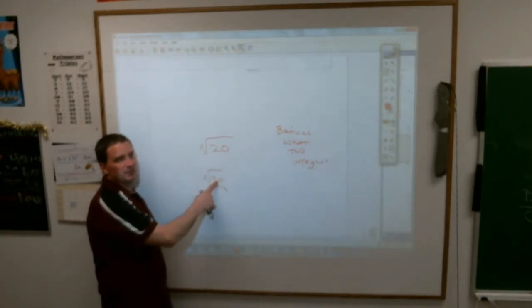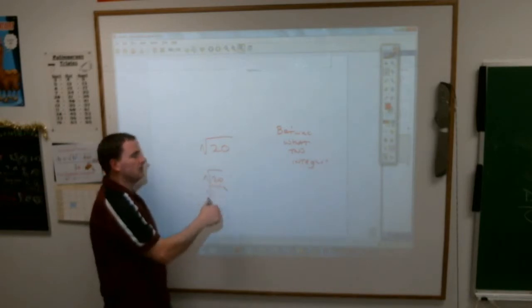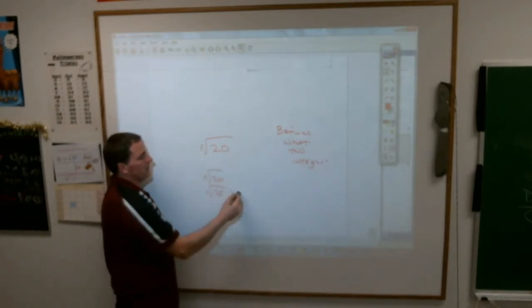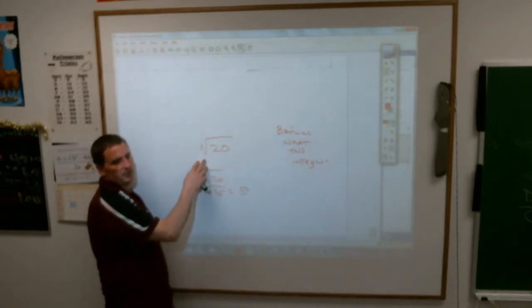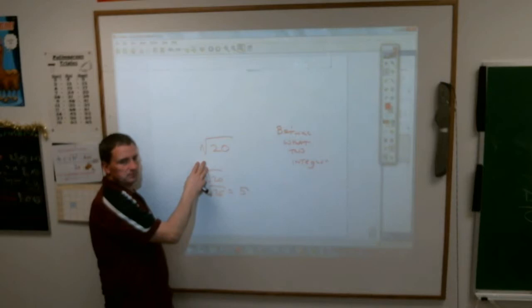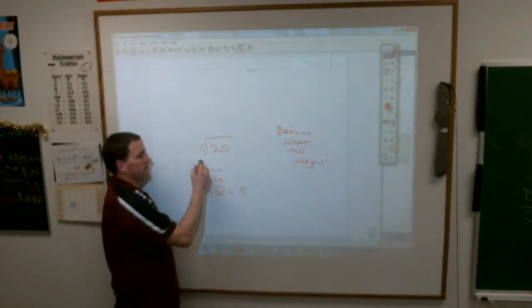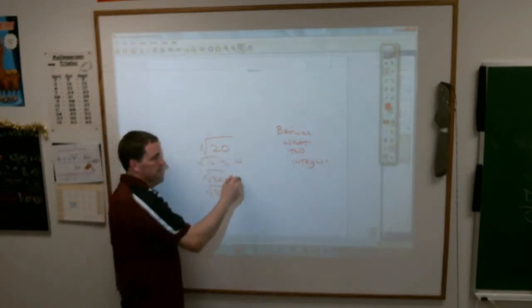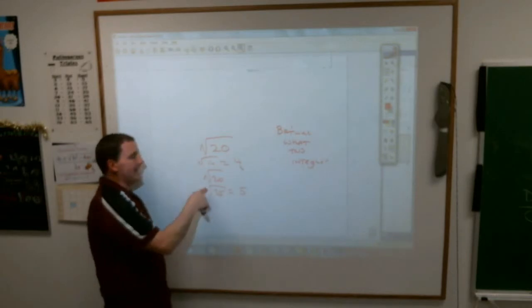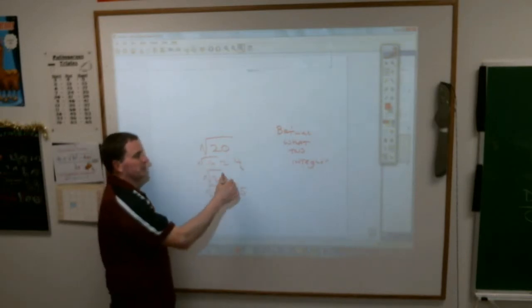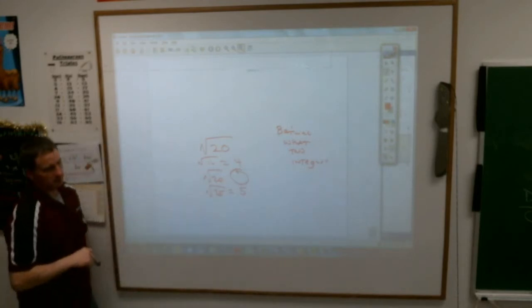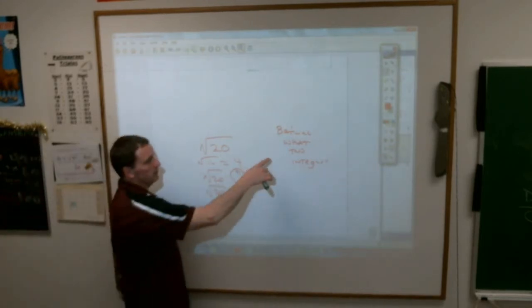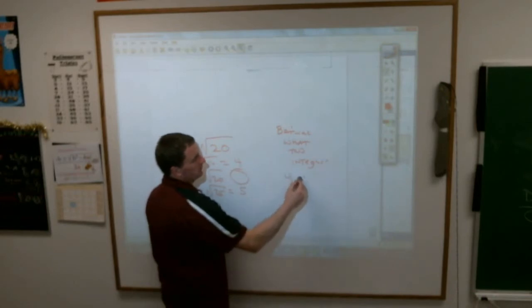So you start thinking, what times what gives me that number? 25. Right, I know the square root of 25 is 5, and what's the perfect square underneath 20, below 20? 16. Square root of 16 is 4, so I know that the square root of 20 has to fall somewhere between 4 and 5. So between what two integers would this fall? Between 4 and 5.